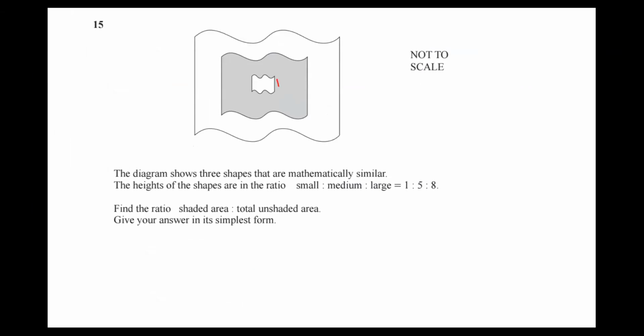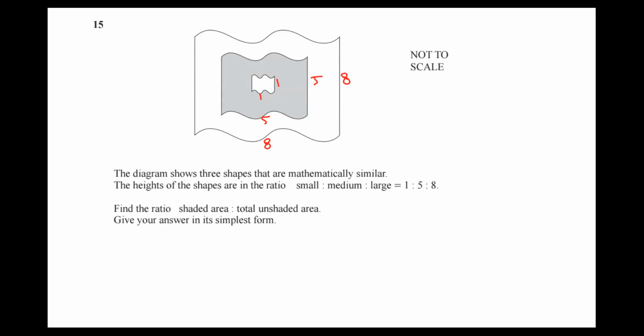1, 5, 8. Similarly, 1, 5, 8. So this area is simply 1 times 1. And the area of the whole middle shape is 5 fives are 25. And the bigger area, we get 8 times 8, 64.